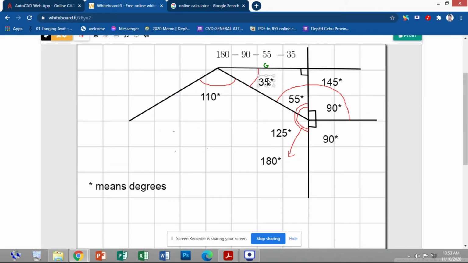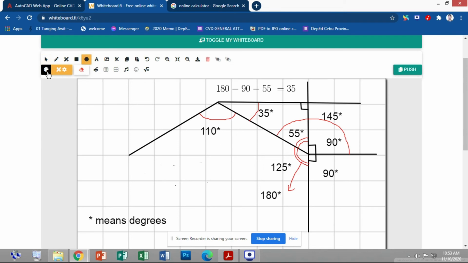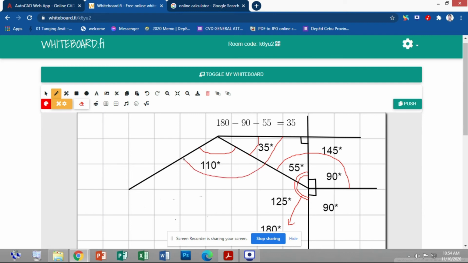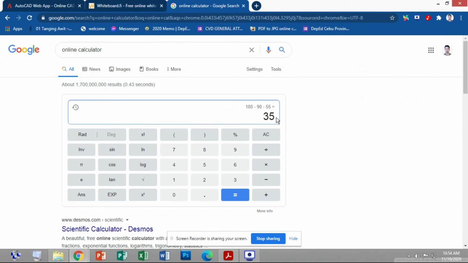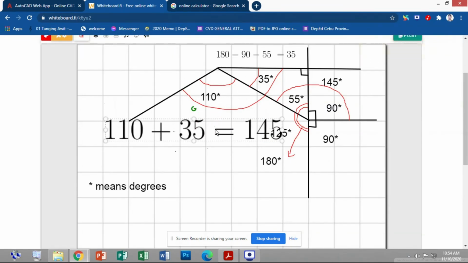Okay, so yan pala si 35 degree. So, para ma-solve natin ang angle dito, from this side to this side, is like saying 110 plus 35 plus we have 35 na ito plus 110. So we have 145. Oh, 145. It's 145.